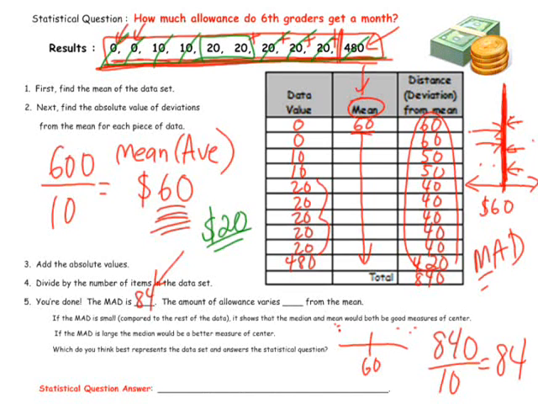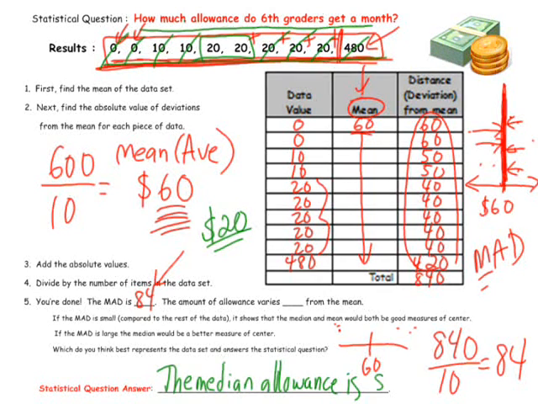So to answer our question, how much allowance do 6th graders get a month? I'm going to say the median allowance is $20. That's a much better answer to our statistical question than saying the mean is 60. So that's what mean absolute deviation is and how you can use it to help you describe your data.